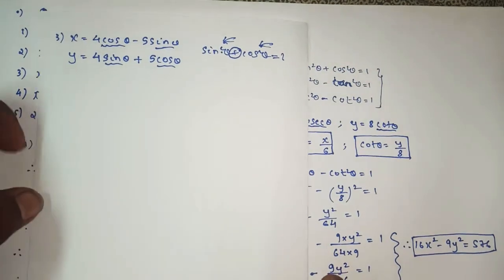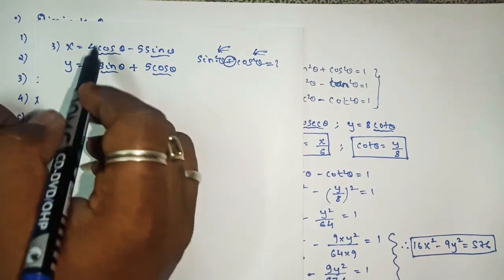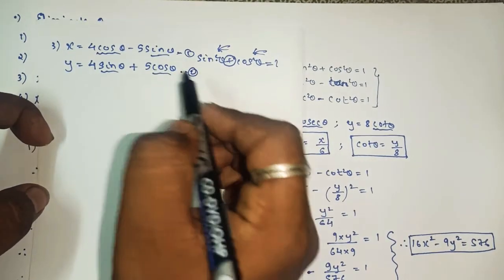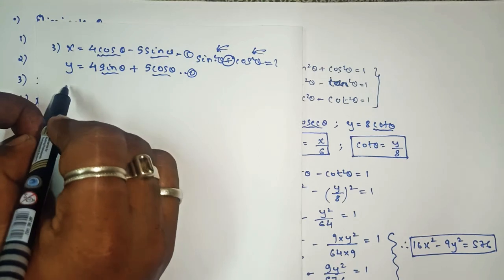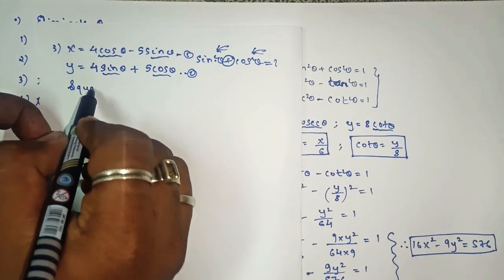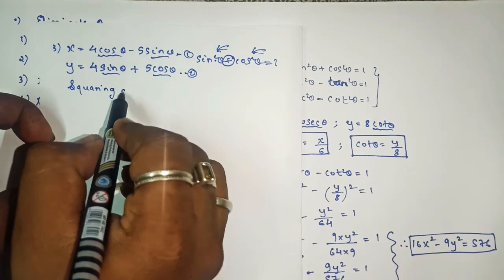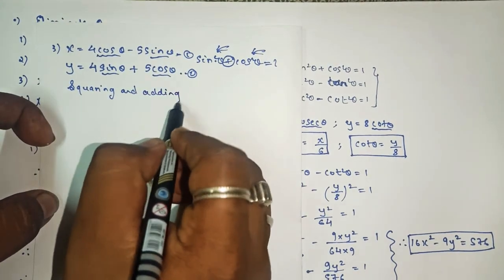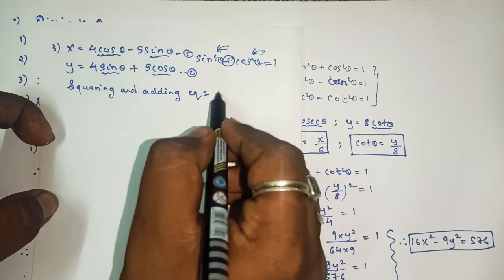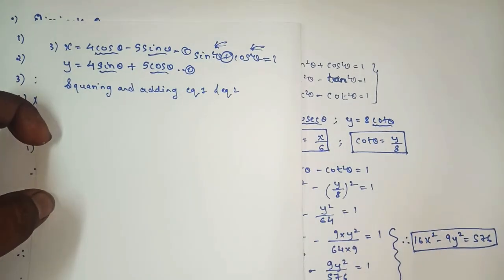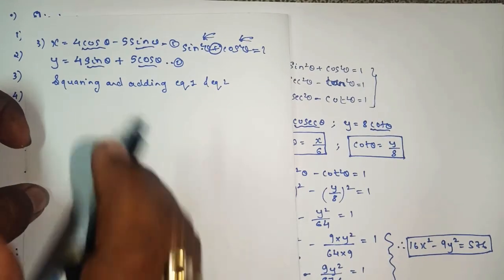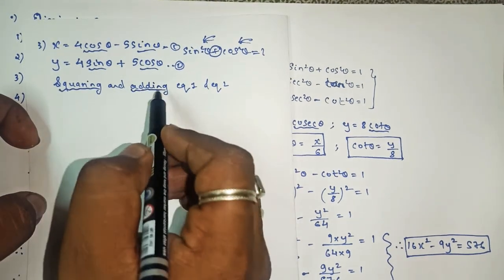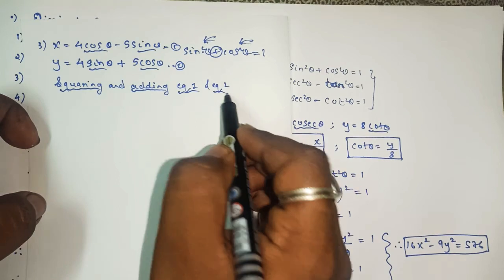Okay, so for these two equations, we'll call this equation number 1 and this equation number 2. So here what I will do, listen here. Here I will write squaring and adding equation number 1 and equation number 2. So here the simplest method is what? I will do squaring and adding for equation number 1 and equation number 2.